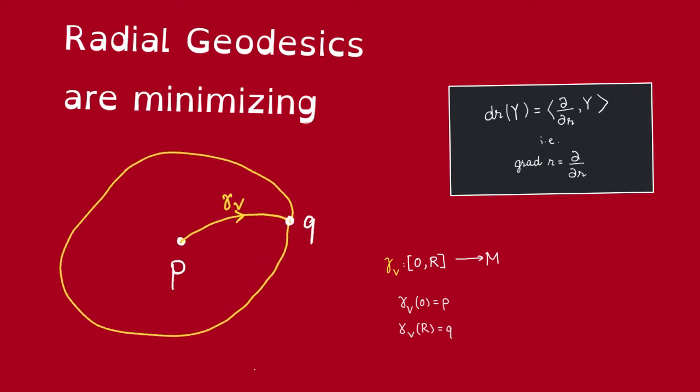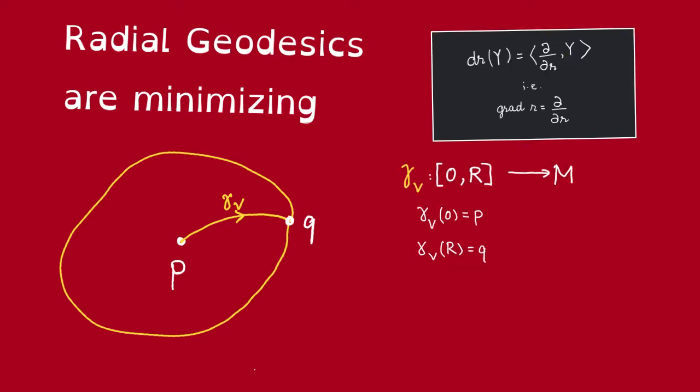That means that, let's say I have a geodesic ball centered at P. In that ball, I can take a point Q and then look at this geodesic starting from P going to Q. Now, let's say I have another curve from P to Q. Let's call it sigma. Then the claim is that the length of sigma has to be greater than or equal to the length of this gamma V.